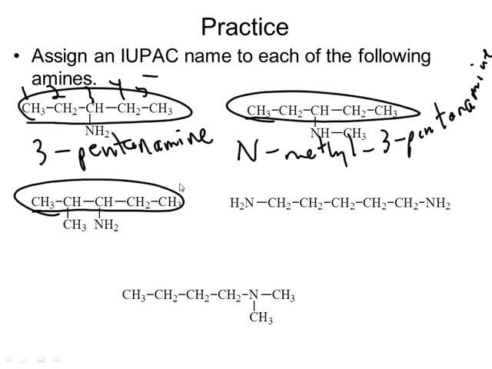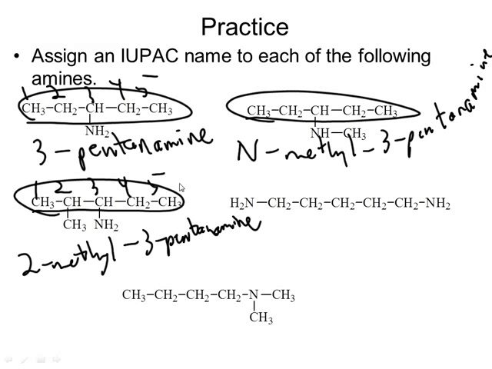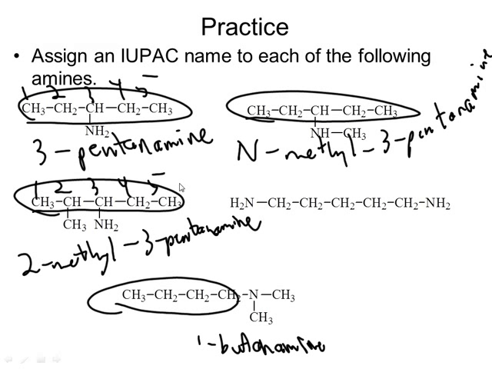And then here's another. Now this is, so number 1, 2, 3, 4, 5. This is 2-methyl-3-pentanamine. This one, I'm going to go down to the bottom first, and then I'll do the one on the right here. So on the bottom here, the parent name is going to be 1-butanamine. And then we have, in front, dimethyl, and they're both attached to the nitrogen, so it's N,N-dimethyl.